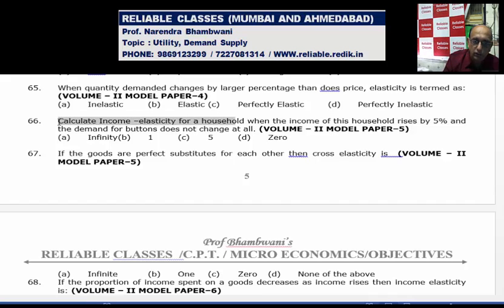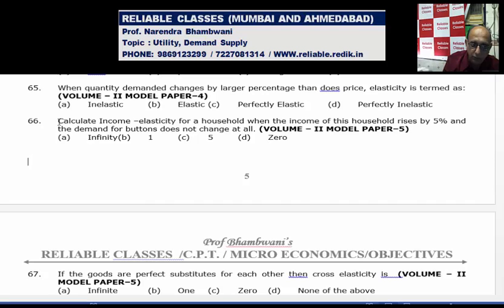Calculate income elasticity of household. When income of a household rises by 5%, and demand for buttons does not change at all. बटन का डिमांड चेंज ही नहीं हुआ, हाउसहोल्ड की इनकम बढ़ गई और बटन तो उतने ही खरीदेंगे ना, तो there is no change in demand for buttons, so income elasticity is 0.